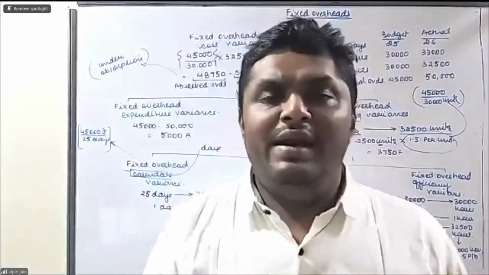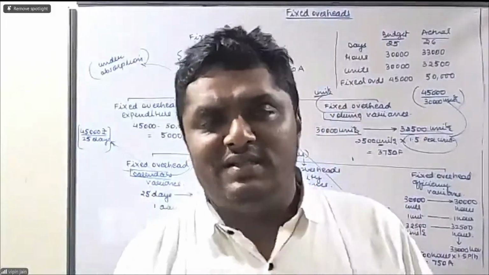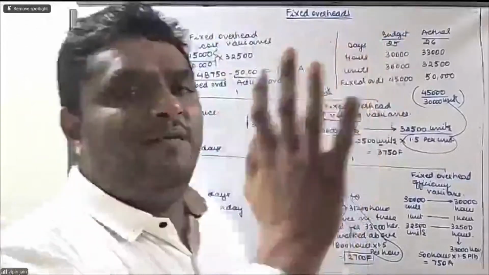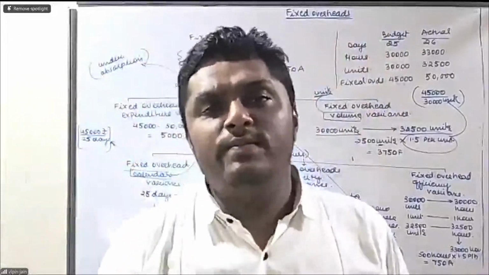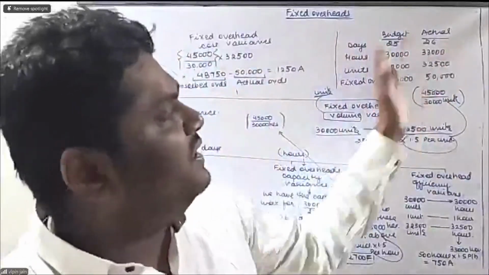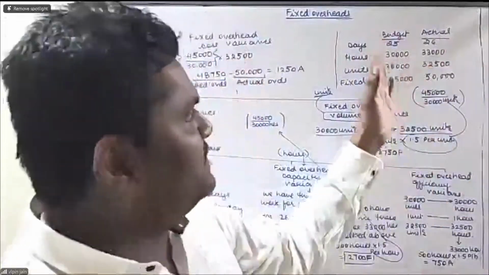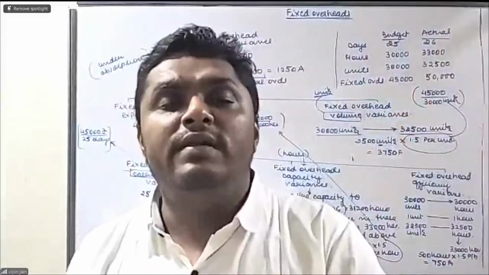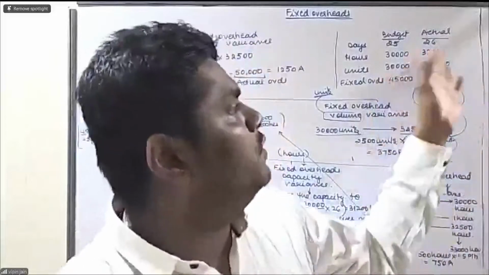So let's refresh what we have discussed till now. When talking about fixed overhead, in most cases you will find the question in this format only, that is budget and actual. But if any word problem is given, then you can convert this word problem into budget and actual.